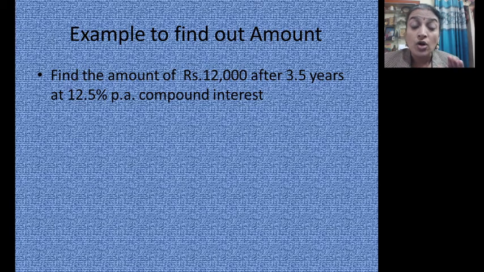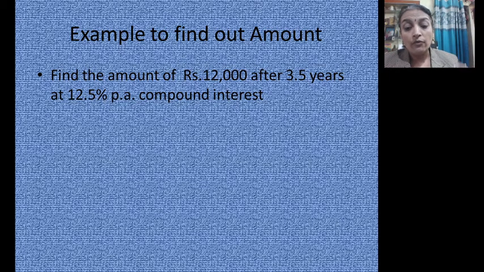Find the amount of rupees 12,000. Here P is equal to 12,000 after 3.5 years, that is N is equal to 3.5. And what is the R? 12.5%. That means I is equal to 0.125. Calculate the compound interest.